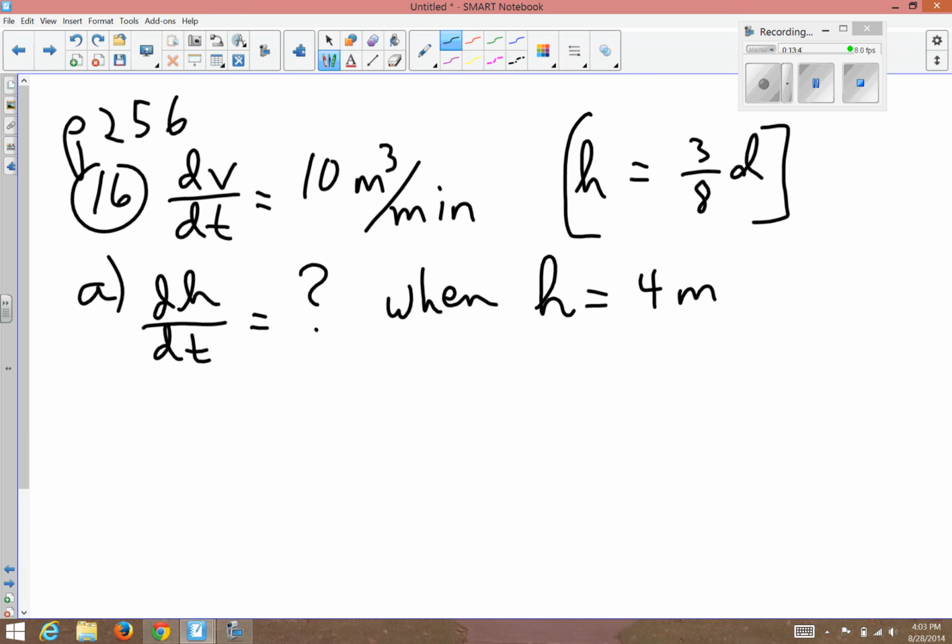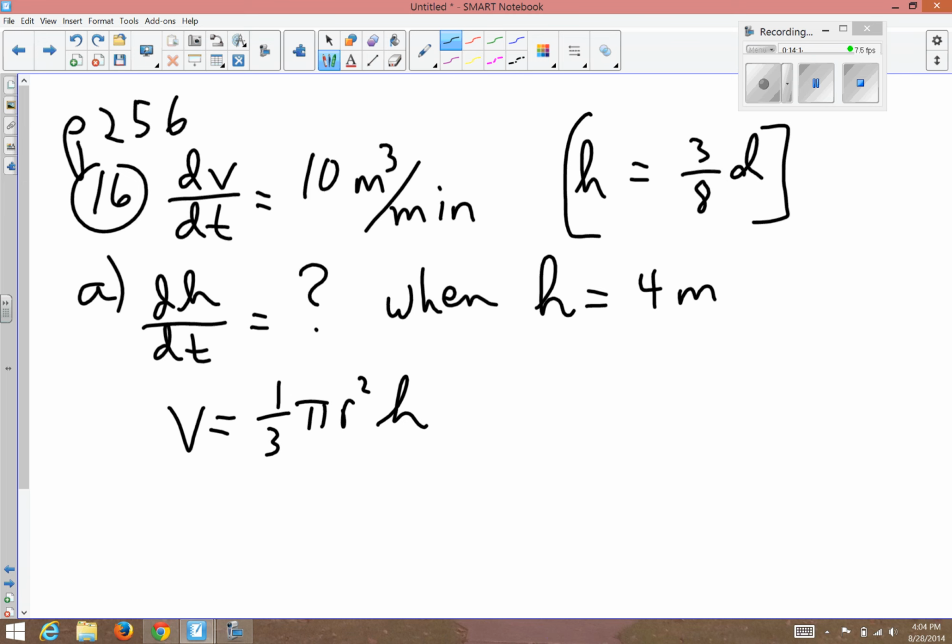So the given rate is a derivative with respect to time. The rate to be found is a derivative with respect to time, when something equals something. Now we are going to write the formula for the volume of a cone, because this sand is making a conical pile. The volume of a cone is 1/3 pi r squared h.